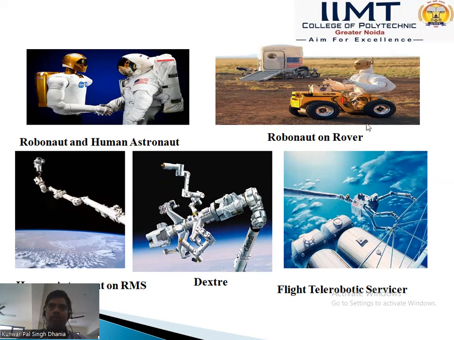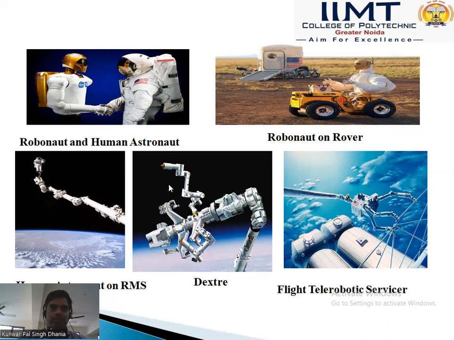Robonaut on rover. It is a rover which travels from one place to another, which has wheels. On this, a Robonaut is sitting. So the structure is like this. Human astronaut on arms. This is the human astronaut. This is a human-like structure. It is a robot.